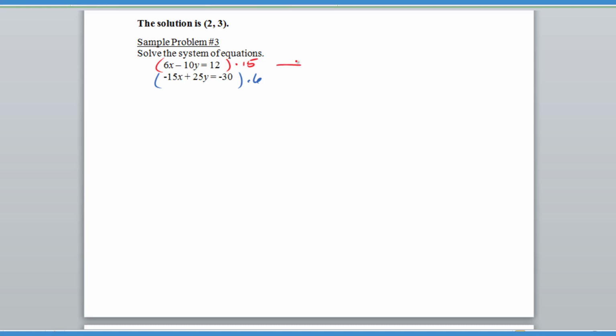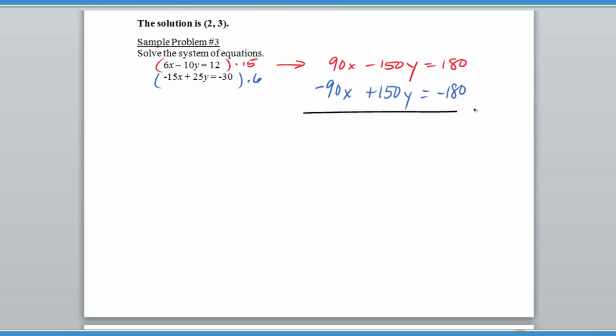When I do that on the first one, I create some rather large numbers, which is fine because you'll have a calculator to do this: 90x minus 150y equals 180. Now, when I multiply 6 by the bottom one, I end up getting a negative 90x, a positive 150y, and a negative 180. If I stack those up, the 90s cancel each other out, the 150s cancel each other out, so that's 0 on this side, and the 180s cancel out, leaving me 0 on this side.